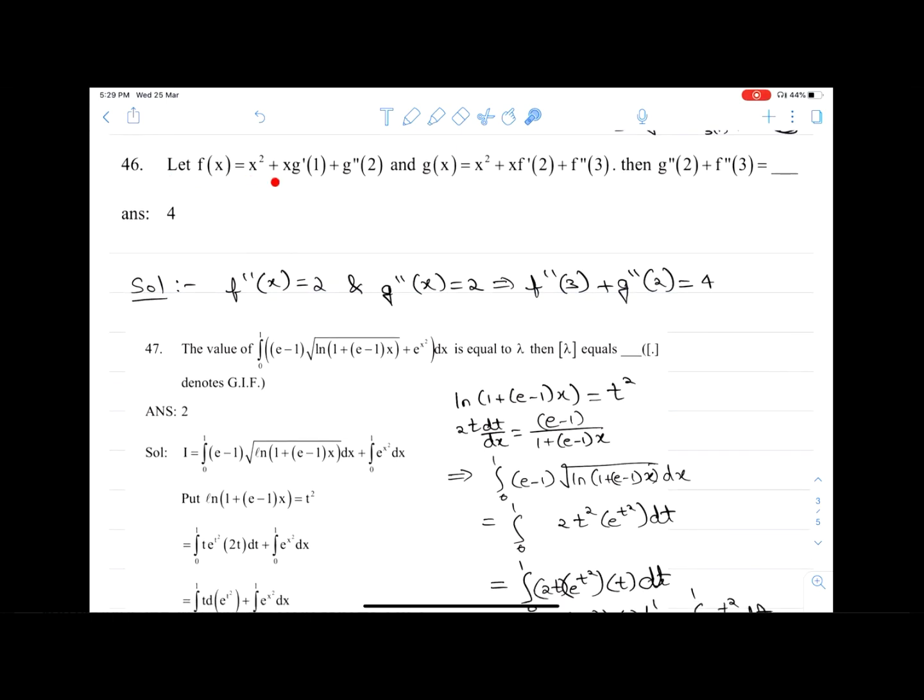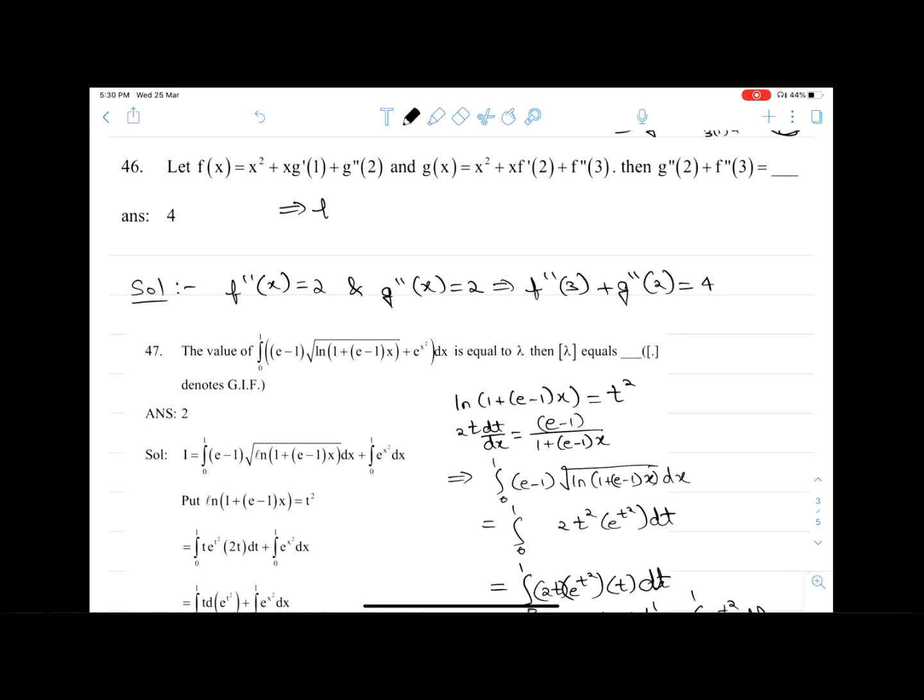Let f of x is equals to x square plus x into a constant plus some constant. g of x equal to x square plus x into a constant plus another constant. Again, we need not solve complete f of x and g of x, but you just look at the option. He's asking g double dash of x and f double dash of x. If you find out f double dash of x for this one, what will it be? f dash of x is 2x plus a constant. f double dash of x is simply 2, identical for all values of x. Similarly, this will also be equal to g double dash of x for all values. So simply this value is 2, this value is 2, the sum will be 4.